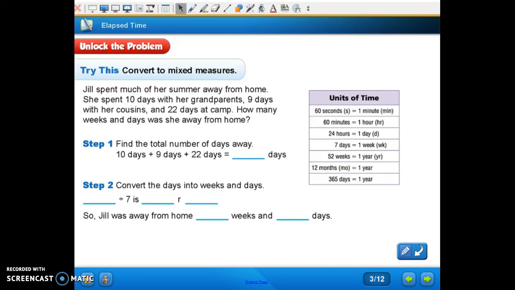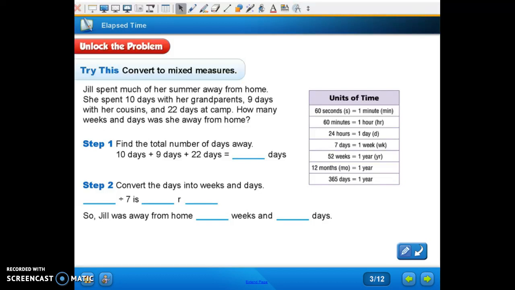Try this. Convert to mixed measures. This is at the bottom of page 431. Jill spent much of her summer away from home. She spent 10 days with her grandparents, 9 days with her cousins, and 22 days at camp. How many weeks and days was she away from home?